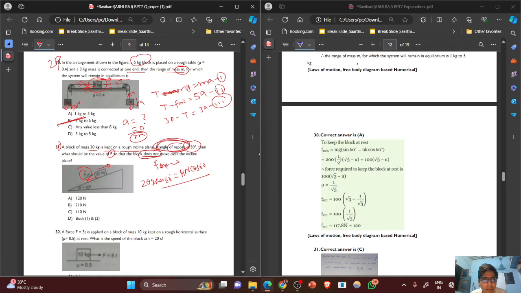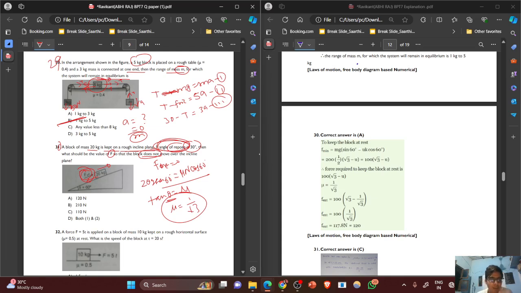The angle of repose is given. From the angle of repose, you know tan theta equals mu. So from here you can get the value of mu. Mu will be simply 1 by root 3. So once you get the value of mu, put the value here and you can calculate the F value.